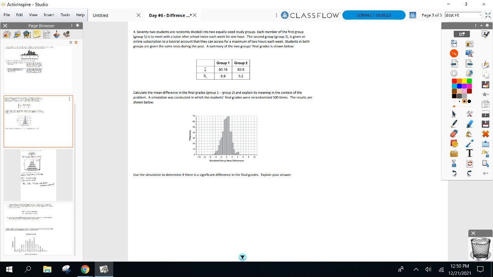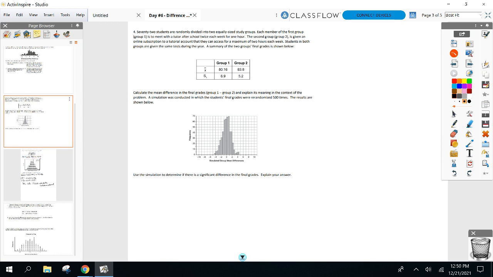Okay. Let's figure it out. First thing we need to do is, because remember, your simulation here is always based off the difference of these two means. So that's the first thing we got to find. And usually the problem will tell you to, which it does, calculate the mean difference. And we're going to do that using group 1 minus group 2.